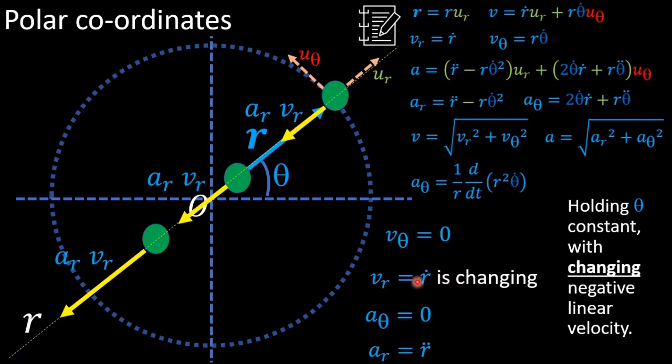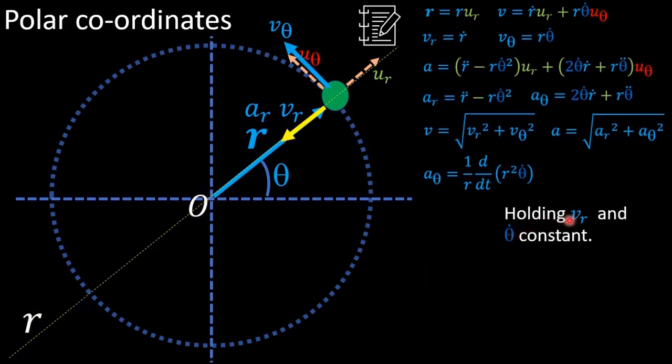So r dot is changing along that, and a sub theta is going to be 0 because theta dot is 0, which means theta double dot is 0, and a sub r is going to be r double dot. So we've got no centripetal acceleration here because theta dot is 0, so we only have r double dot. So that's what happens when theta is held constant with a changing negative linear velocity along that radial line.